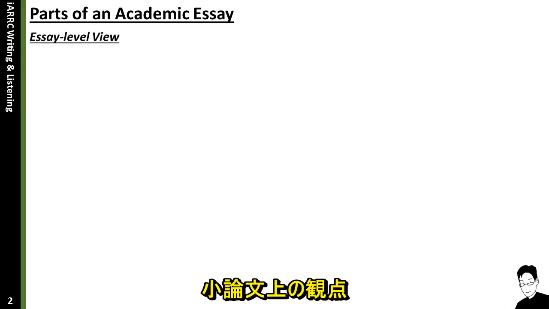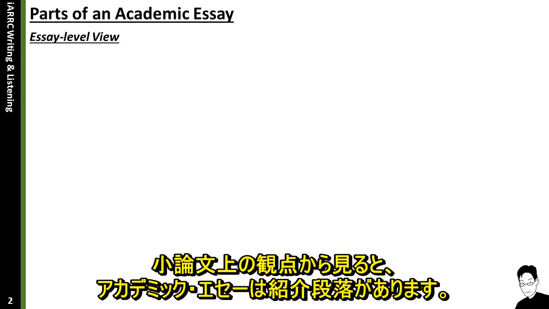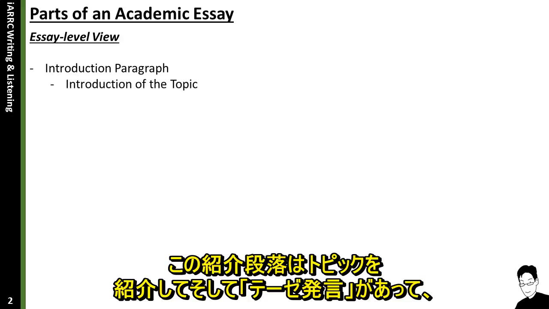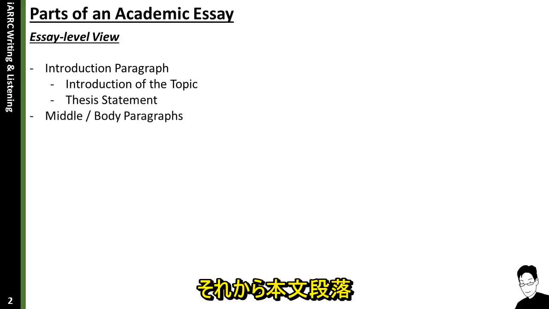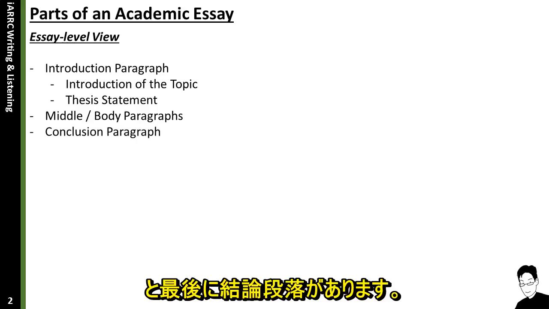Essay level view. From an essay level view, we can see that an academic essay has an introduction paragraph which introduces the topic and has the thesis statement for the essay, as well as middle and body paragraphs, and a conclusion paragraph at the end.